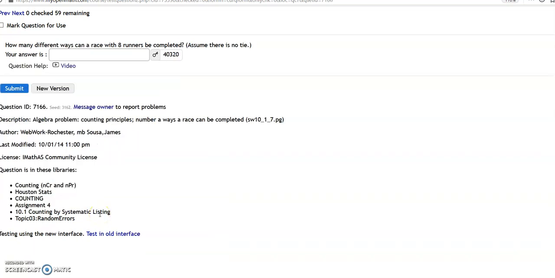Okay, so if the first runner that comes in, it could be any one of the 8, correct? So there's 8. Let me snip the screen here.